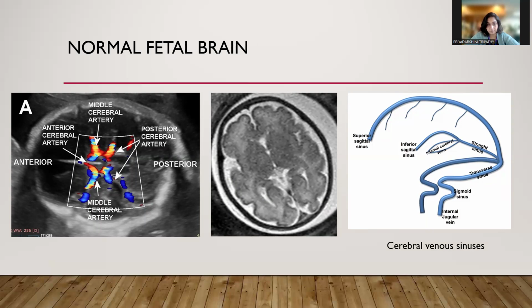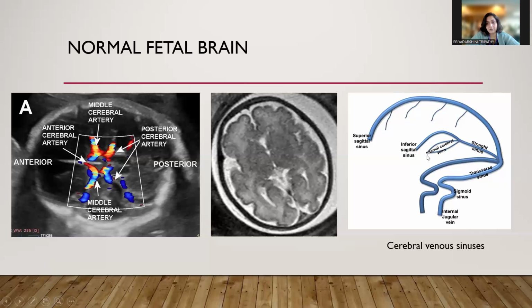And this slide is a representation of the fetal brain, which is very, very normal. In the first slide, you can see the fetal cerebral vasculature, which shows the anterior cerebral artery, middle cerebral artery, and the posterior cerebral artery. The middle is the MRI, which shows a normal fetal brain that has no ischemia, there are no dilated veins anywhere. And the third is the cerebral venous sinuses.